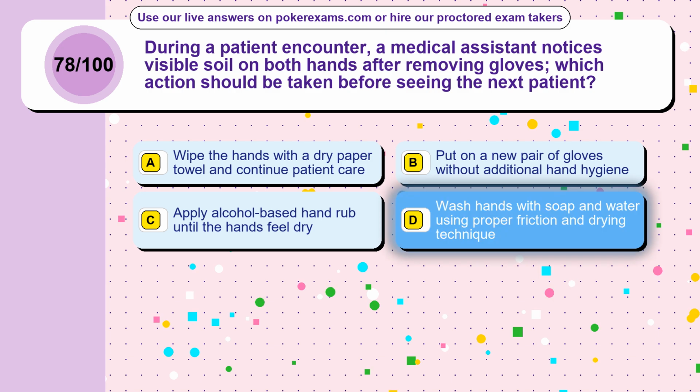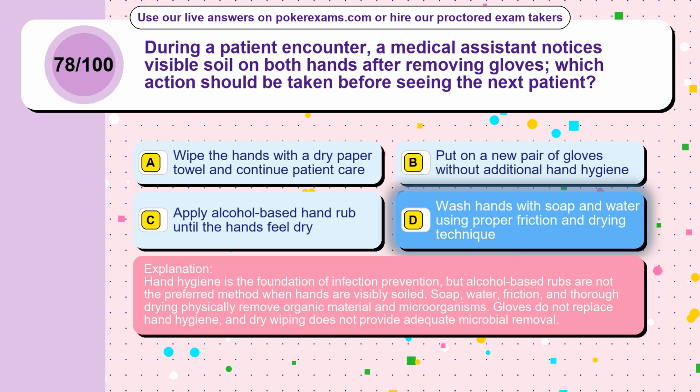The correct answer is option D, wash hands with soap and water using proper friction and drying technique. Hand hygiene is the foundation of infection prevention, but alcohol-based rubs are not the preferred method when hands are visibly soiled. Soap, water, friction, and thorough drying physically remove organic material and microorganisms. Gloves do not replace hand hygiene, and dry wiping does not provide adequate microbial removal.